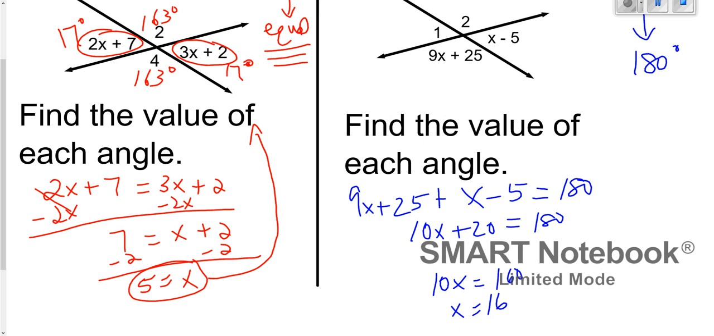Plug that into each angle up here. 16 minus 5 is 11 degrees. Plug it in here. 9 times 16 plus 25 is 169 degrees. So I know the one across from that is 169, and the one across from the other one is also 11.